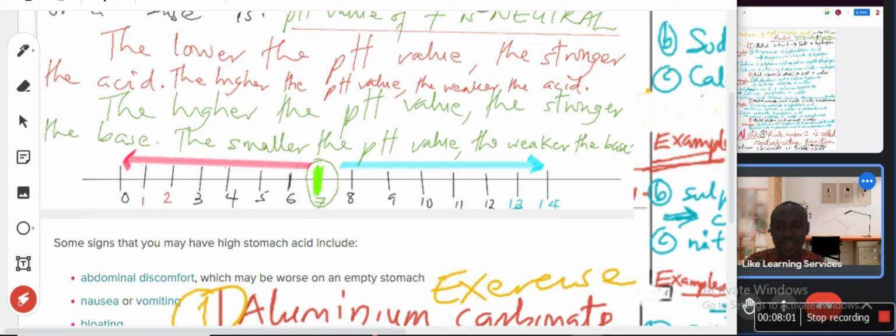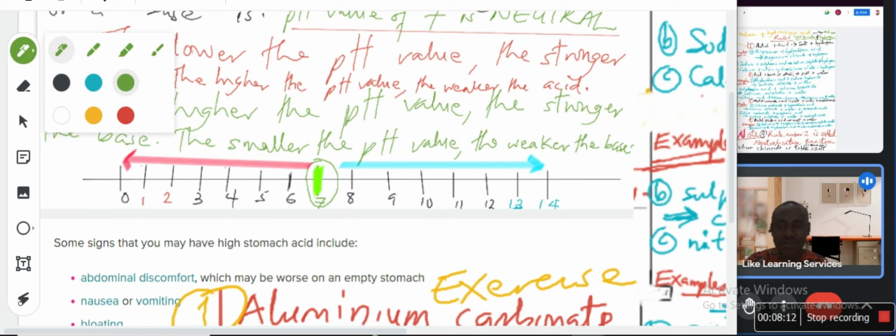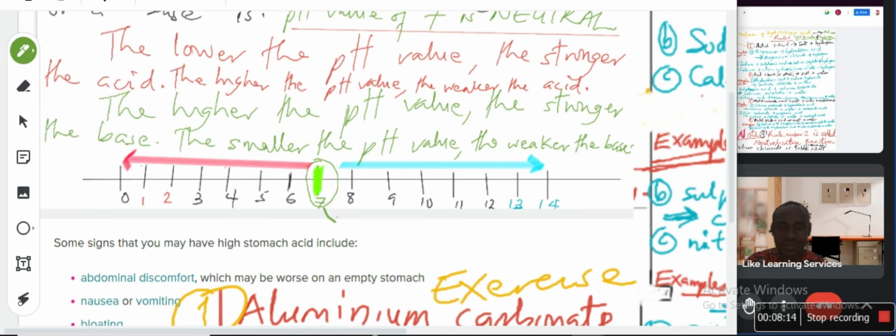For instance, let's look at it. You know, 7 tells us what? A pH value of 7 means what? It's neutral. Good. You know that.